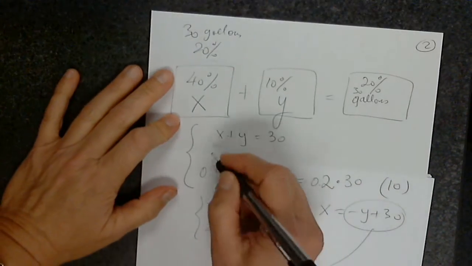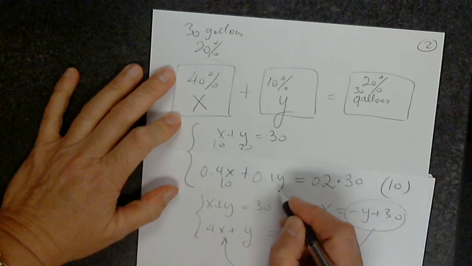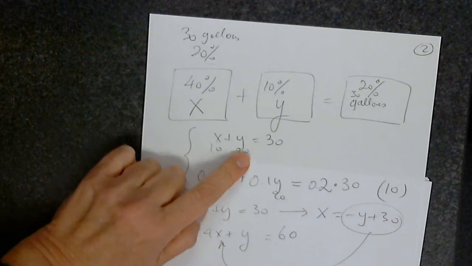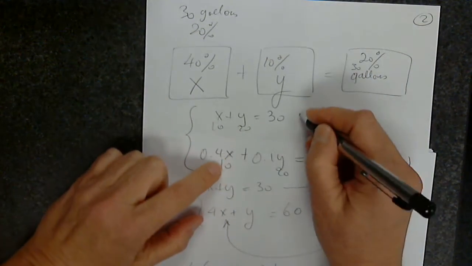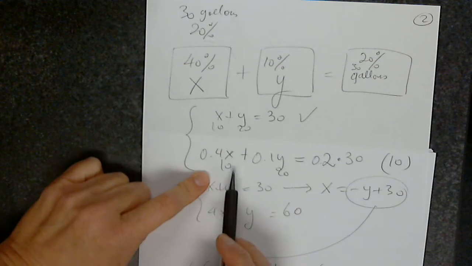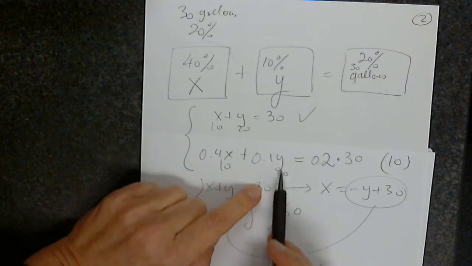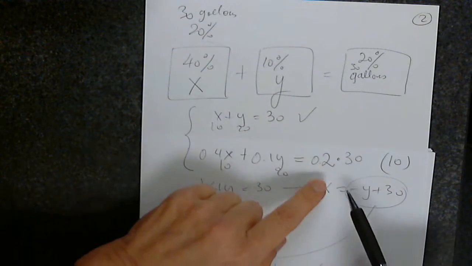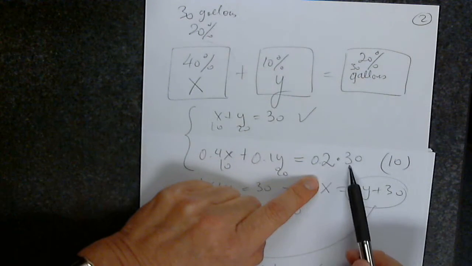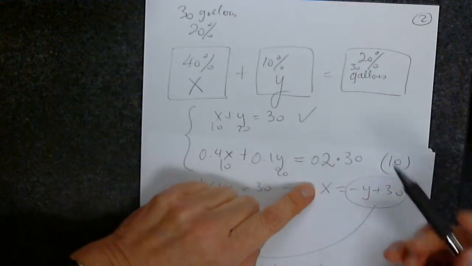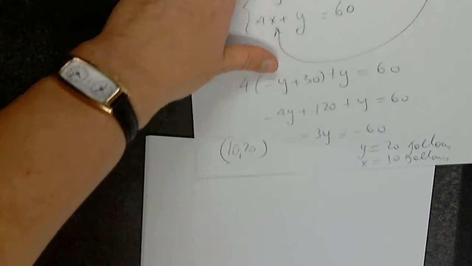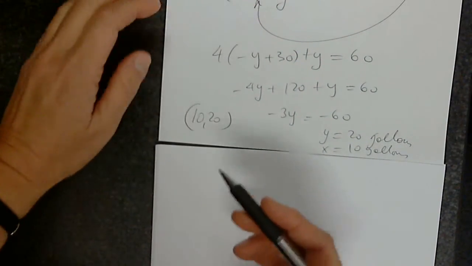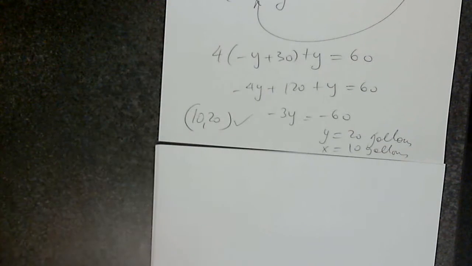So 10, 20. 10 plus 20 is indeed 30, no question there. Now 0.4 times 10 is 4, 0.1 times 20 is 2. So 4 plus 2 is 6, because 0.2 times 30 is 6. So the solution checks in both equations, therefore it's the only solution.